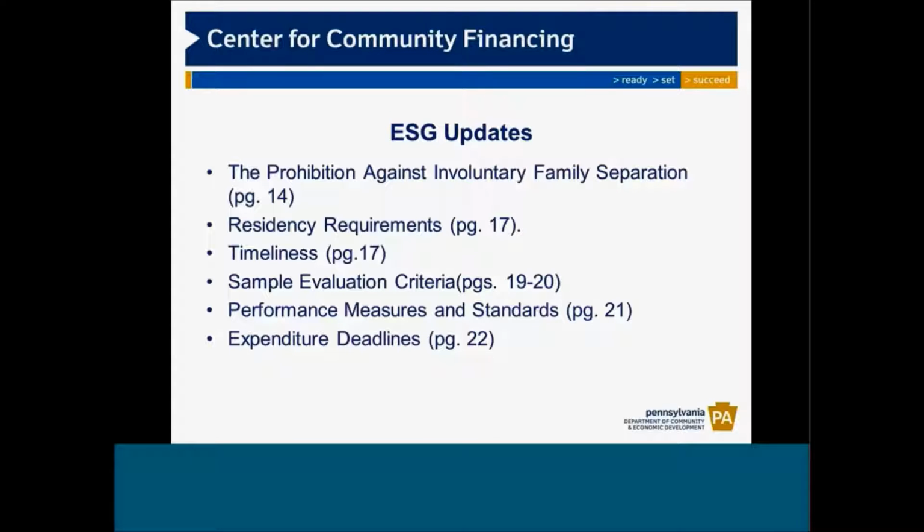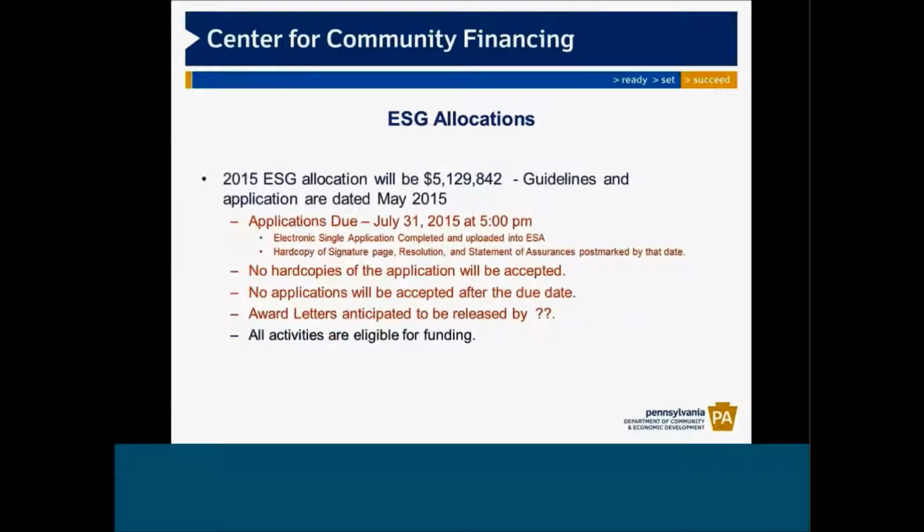So DCED anticipates receiving for its 2015 allocation approximately $5,129,842. So our guidelines are dated for June 2015. And again, the applications are due July 31st, 2015 by 5 p.m.